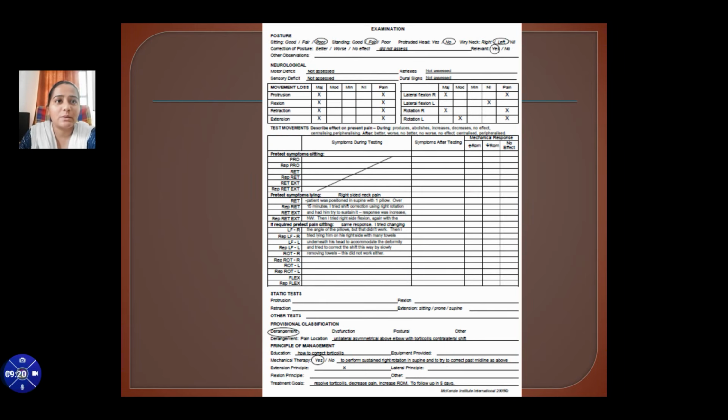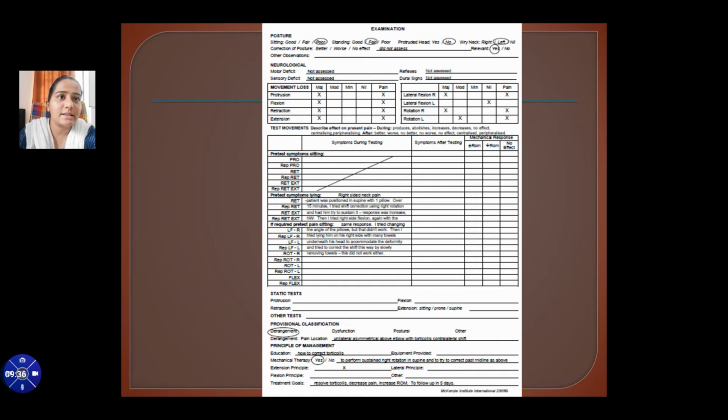So next we have to see the posture. In posture we have to see the sitting posture. Sitting posture is good, fair or poor. Here, for example, they have marked poor. So on observation, if you find that the posture is poor in the sitting position, then you can mark it.